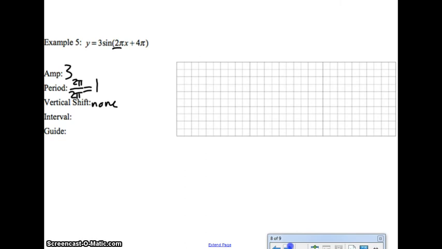Let's calculate our interval off to the side here. I'm going to take everything that's in parentheses, so 2 pi x plus 4 pi equals 0. I would subtract 4 pi from each side, divide by 2 pi. So x is negative 2.